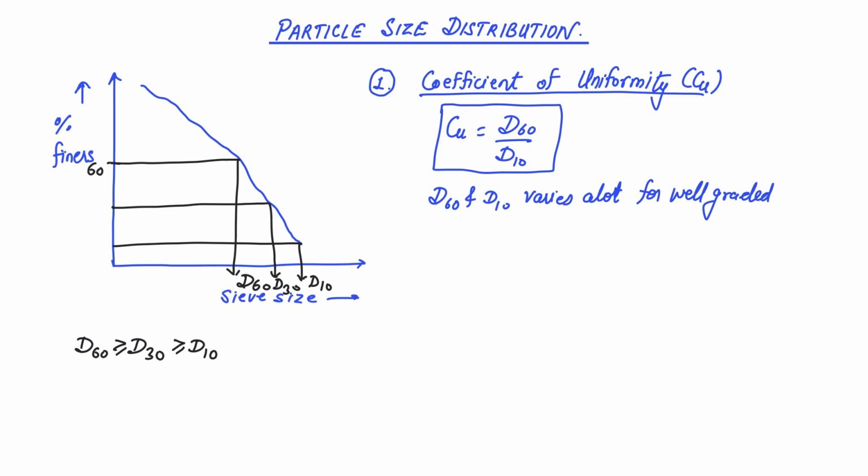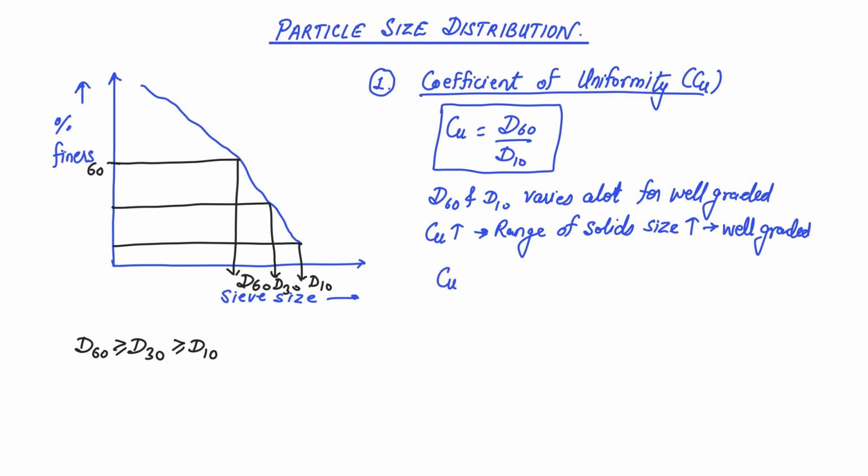But if D60 and D10 are varying, that means the range of particle size is more. So you can say that if Cu is more, then the range of solid sizes will be more. If the range of solid sizes is more, that means you can say that the soil is well graded. So here we can understand that the more the Cu, the more well graded the soil will be.